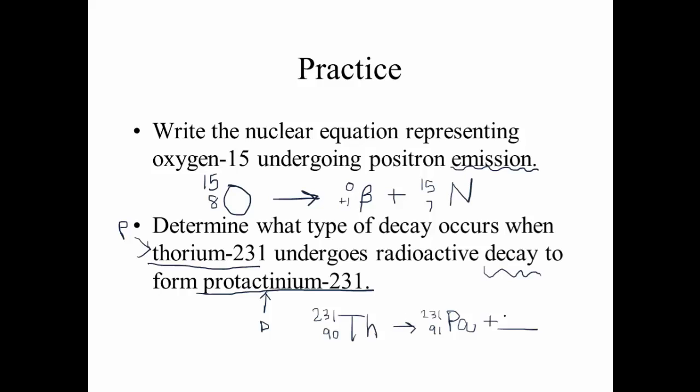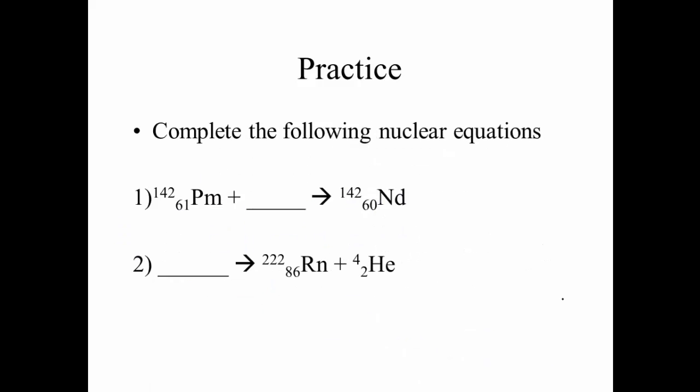Notice that the top number didn't change, so there's a 0 right there. But the bottom number, 91 plus what is going to give me 90 on the other side? It has to be a negative. So that means this must be a beta particle that's lost. So this would be beta decay. All right. Again, we can fill in the blanks here. It's just baby algebra.